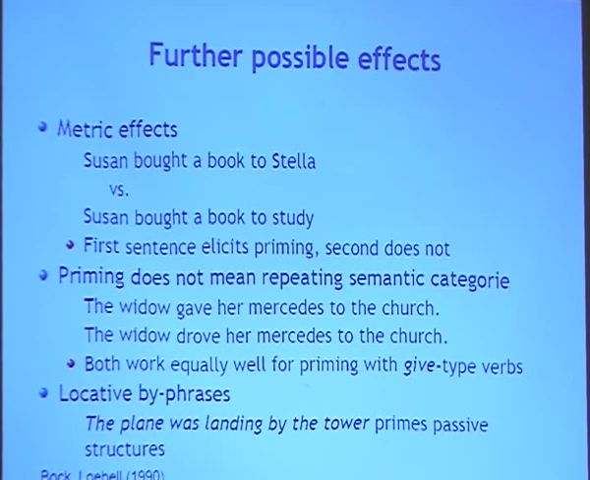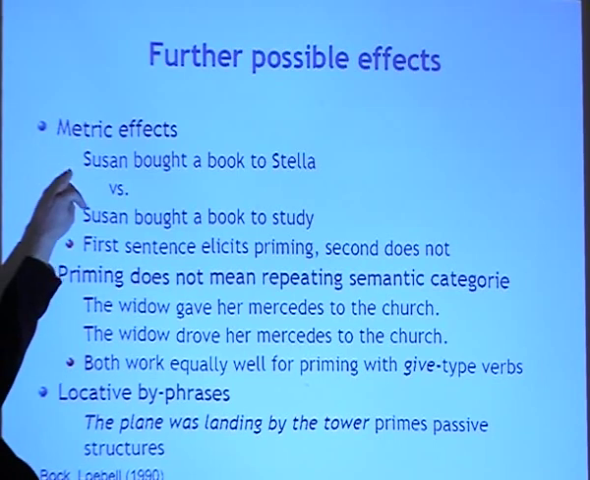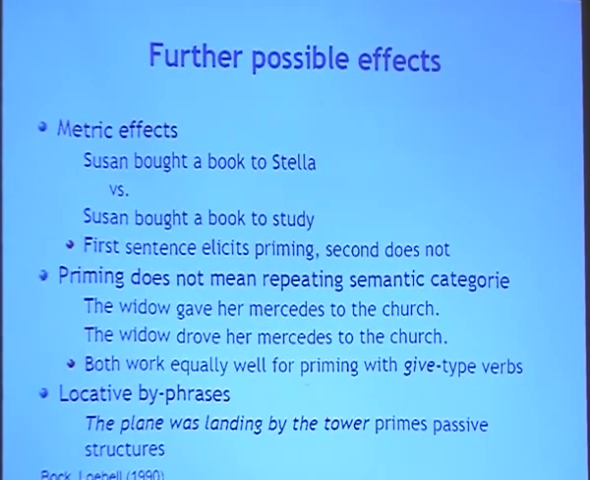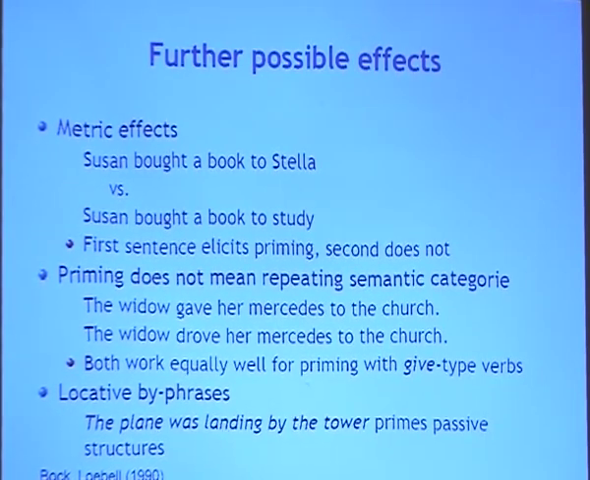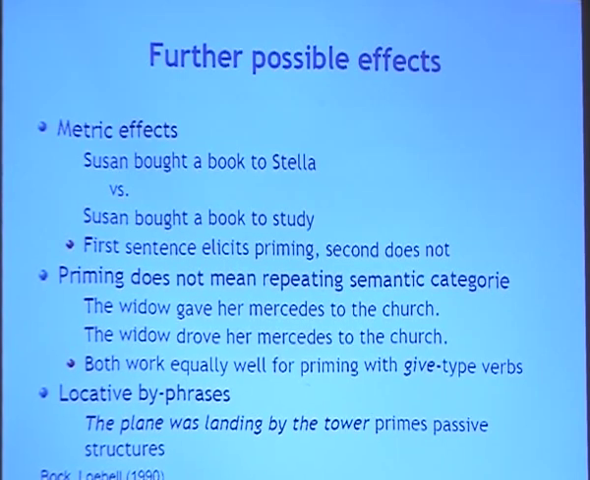Another experiment looked at the possibility of prosodic effects. "Susan brought a book to Stella" is a prepositional dative sentence. "Susan brought a book to study" sounds very similar. It's metrically the same, but structurally something quite different. And the experiments showed that this was an effective prime while this wasn't. So that excluded the metric explanation.